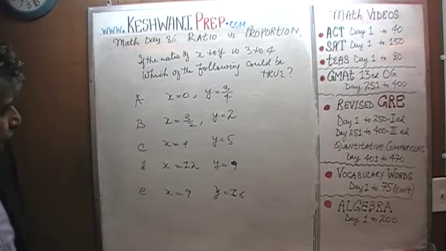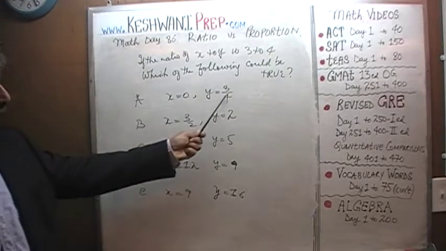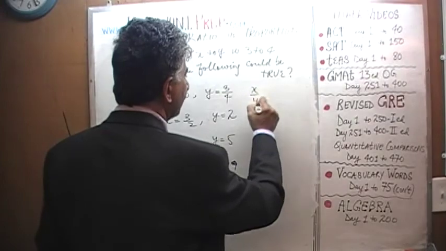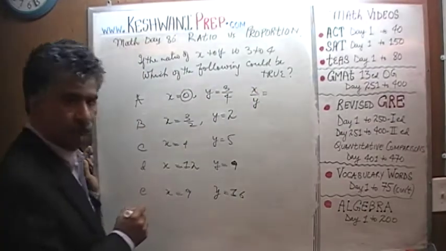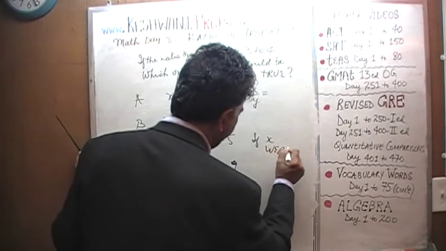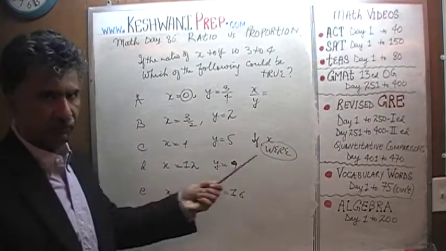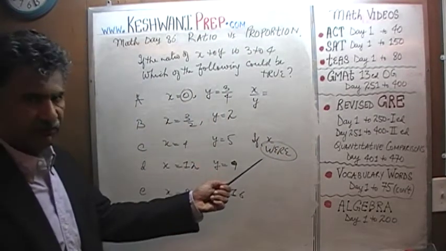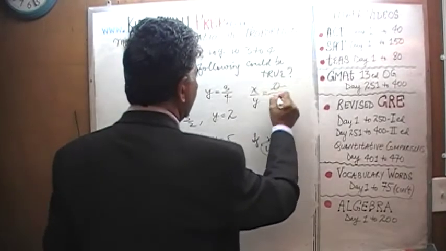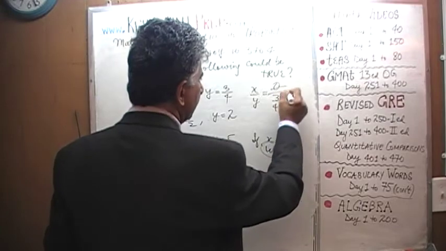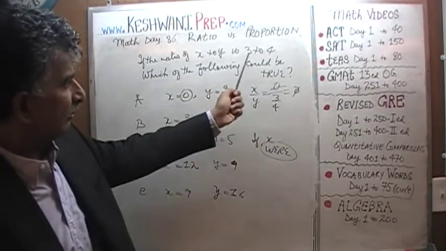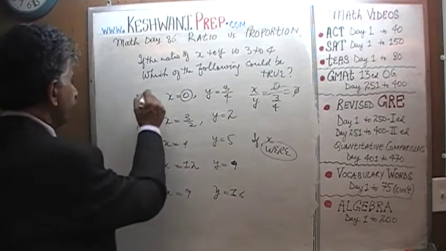All right. Is it true? 0 over 3/4? The answer is no. X over y, if x were 0 — we say "were" because we are speaking hypothetically. If one is speaking hypothetically, if x were 0, we would have had 0 over 3/4. 0 divided by any number is 0. That ratio is not the same as 3/4. That answer is wrong.